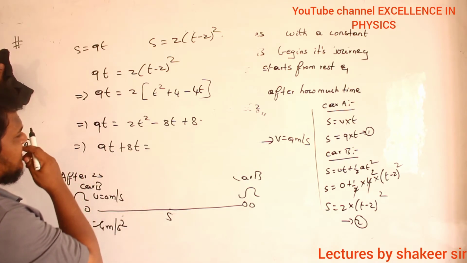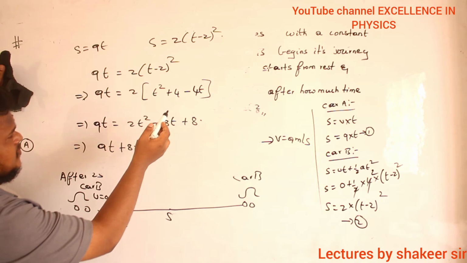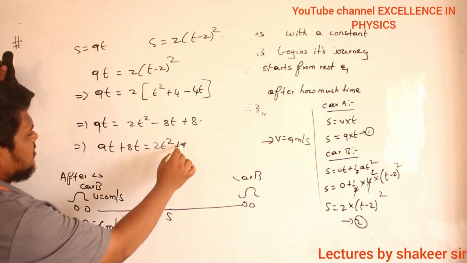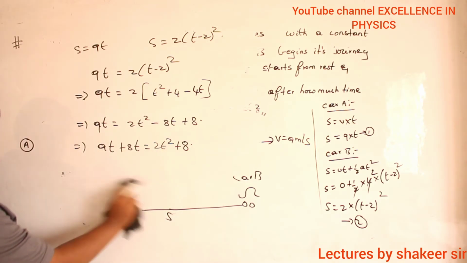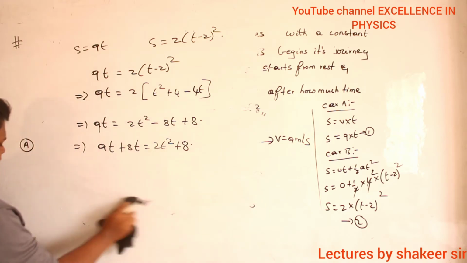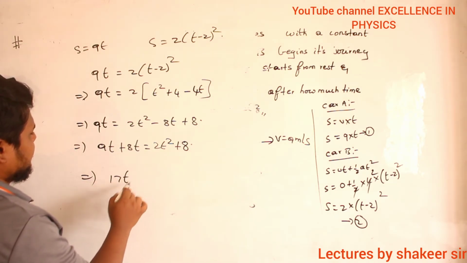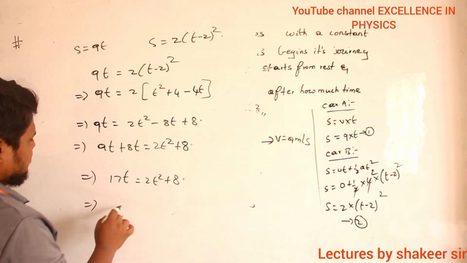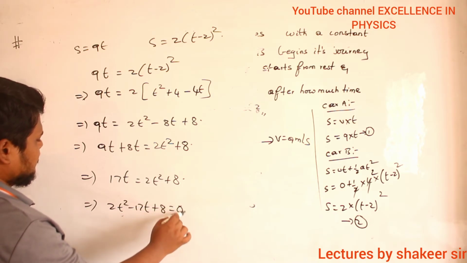Let us see. Correct, we are checking, where did it go? Minus 4ab, correct only. Clear? So this is equal to 2t square plus 8. Clear? So therefore if I further do this calculation, what will I get? So 17t is equal to 2t square plus 8. Clear? So 2t square minus 17t plus 8 is equal to 0.